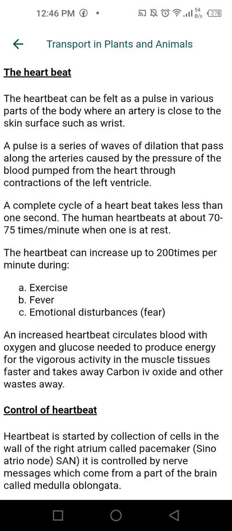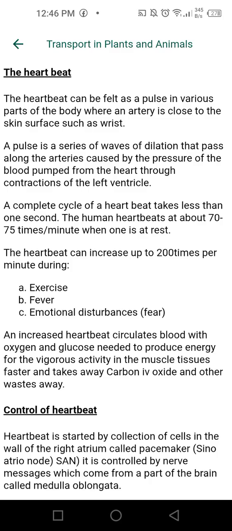The human heart beats at about 70 to 75 times per minute when one is at rest. The heartbeat can increase up to 200 times per minute during exercise, fever, emotional disturbances, and fear. An increased heartbeat circulates blood with oxygen and glucose needed to produce energy for the vigorous activity in the muscle tissues faster, and takes away carbon dioxide and other wastes.